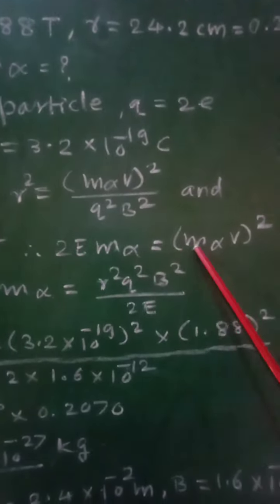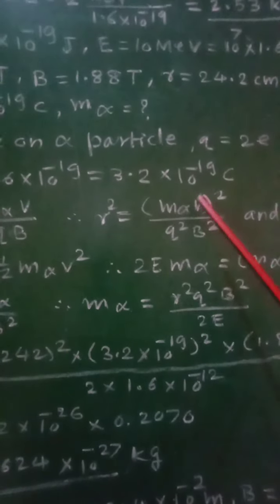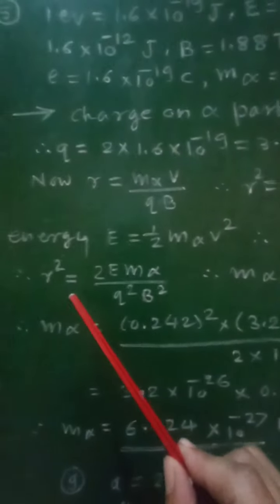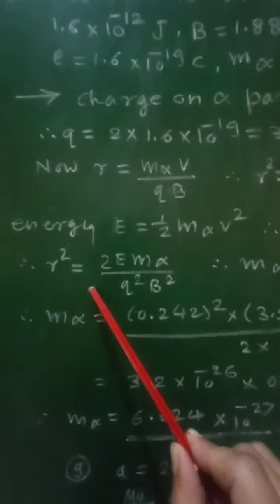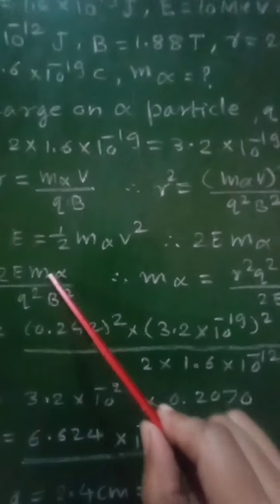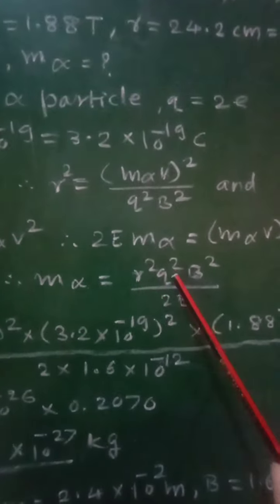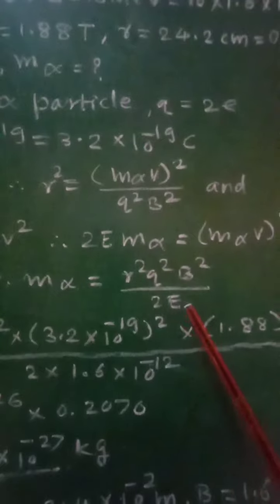And therefore putting that value here, that is 2e m alpha, here we will get R square equal to 2e m alpha upon q square B square. And therefore m alpha will be equal to R square q square B square upon 2e. So the m alpha formula is R square q square B square upon 2e.